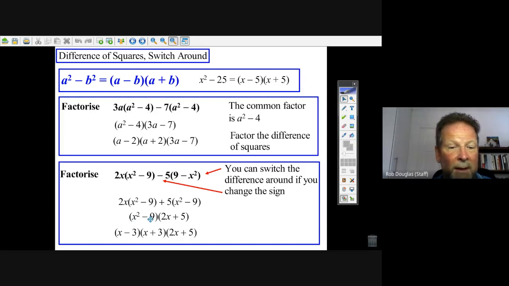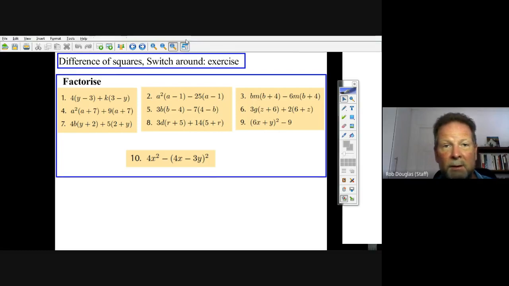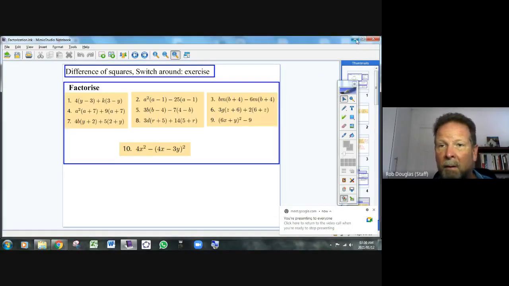Now, x squared minus 9, you can factor a bit further. It's x minus 3, x plus 3. Well, that's a difference of squares and a switch around. We've got a whole bunch of questions that you can work with to practice this, and you need to practice it. Otherwise, you just don't get any good.